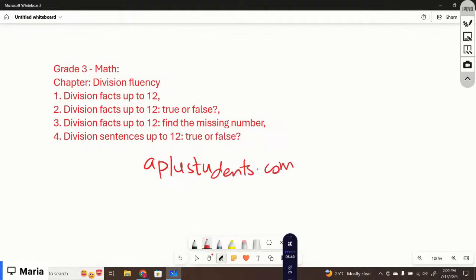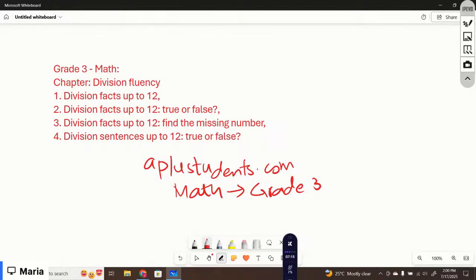You have to log in there using your email address and password provided by the administrator. Then you have to select math from the subject tab. Scroll down to grade 3 math and then click on view all lessons. There you can find a list of the chapters.